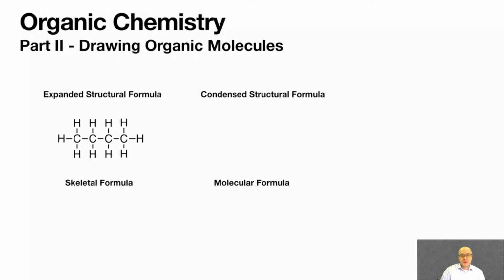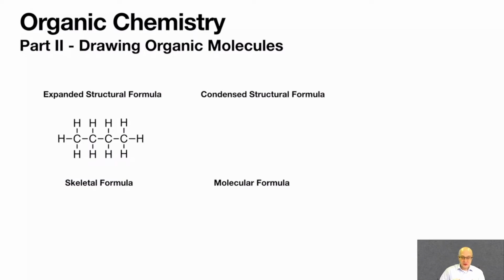In part 2 of today's experiment, you're going to be looking at different ways of drawing organic molecules. Now, in this particular example, I've drawn up the molecule, this is ethane. This is the expanded structural formula of ethane. Notice it has all the bonds, all the atoms are drawn in. So in an expanded formula, you have to draw all the atoms in and all the bonds. It gives the most structural detail.